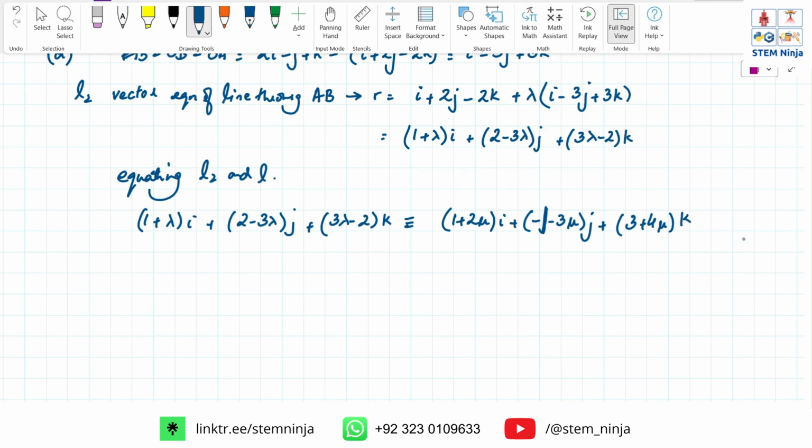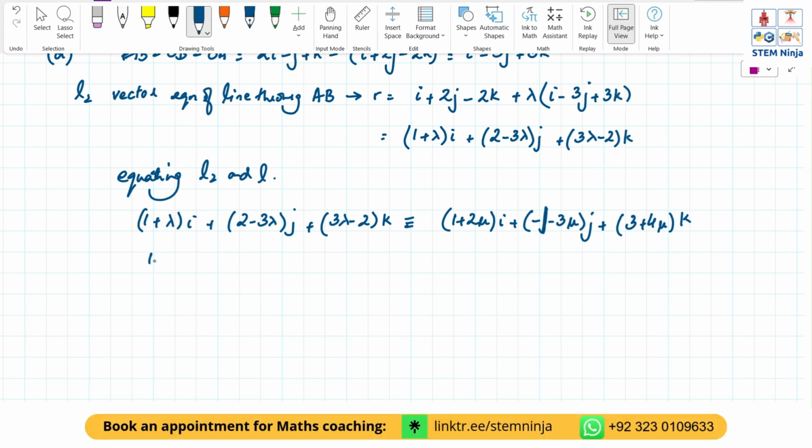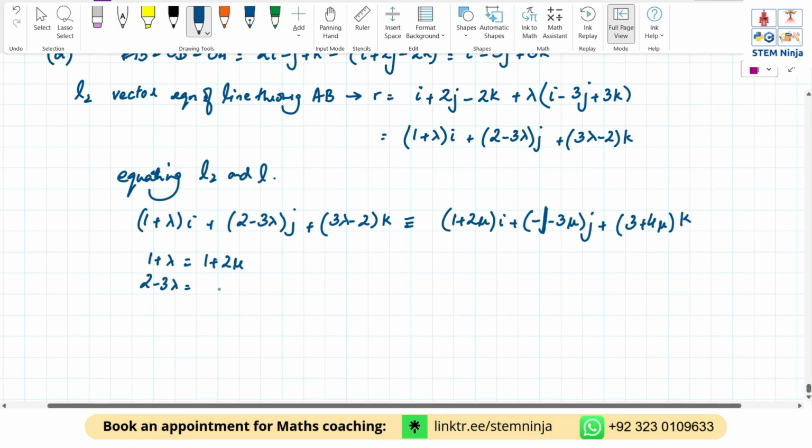4 mu K. Right. Now we equate the coefficients. So 1 plus lambda equals 1 plus 2 mu. Then we have 2 minus 3 lambda equals minus 1 minus 3 mu. And the third one, 3 lambda minus 2 equals 3 plus 4 mu.